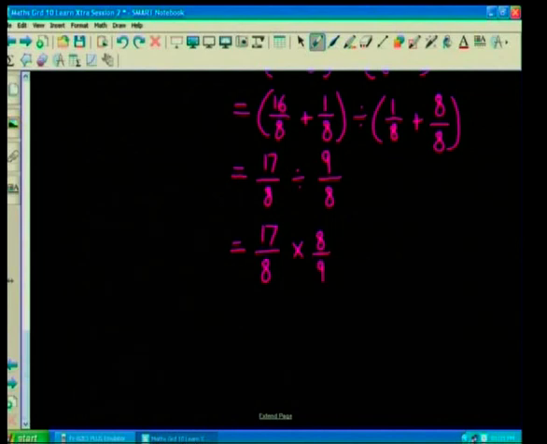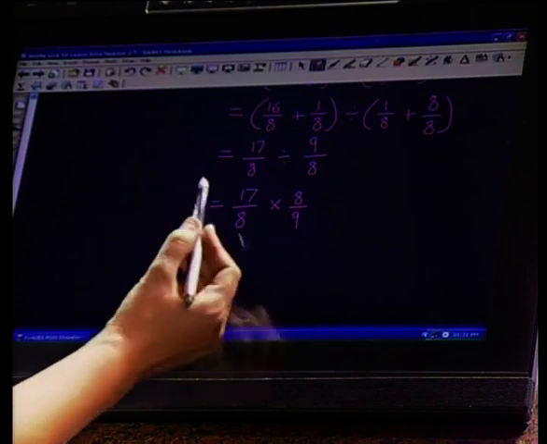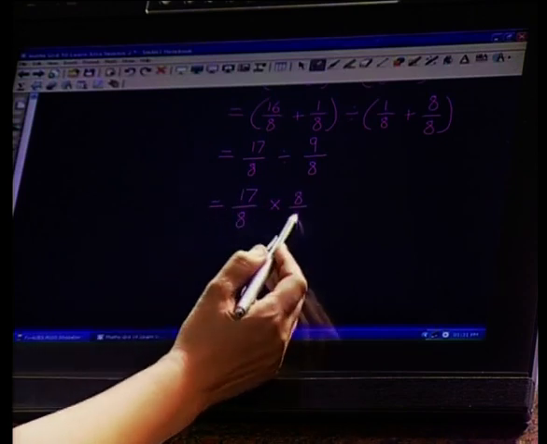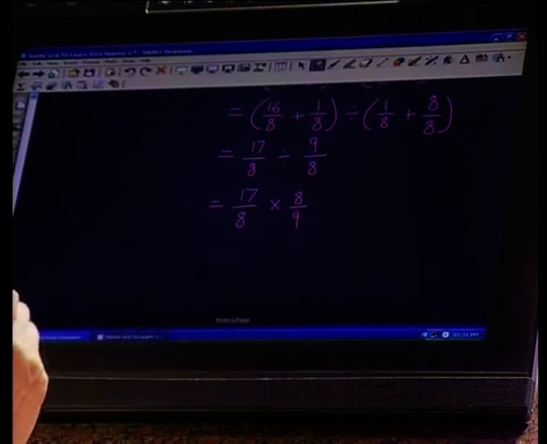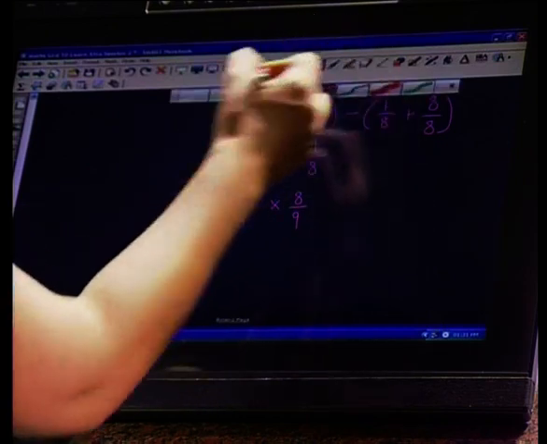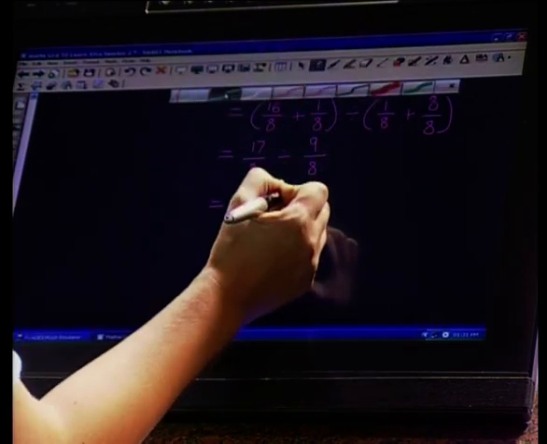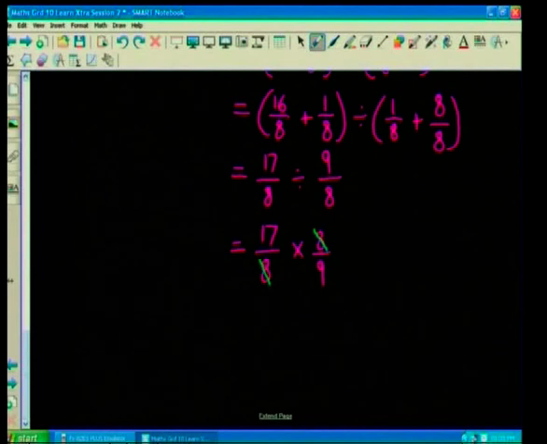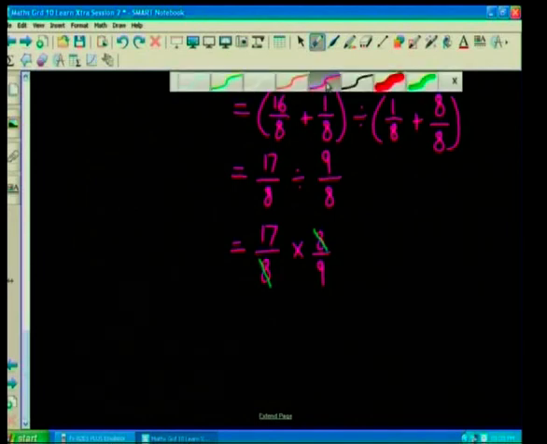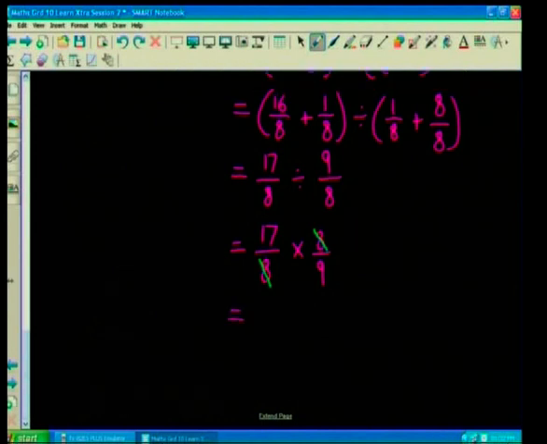Now what's nice about this fraction is that when you are multiplying fractions by fractions, you need to multiply top with top and bottom with bottom. But if you can, you can cancel before you do that. And in this case, we can. 8 can cancel with 8, leaving us with an answer of 17 over 9. How did I get that? Well, 17 times 1 is going to give us 17, and 1 times 9 gives us 9.